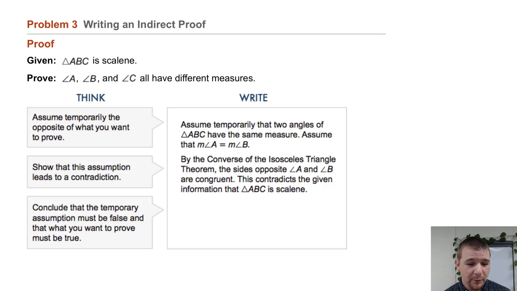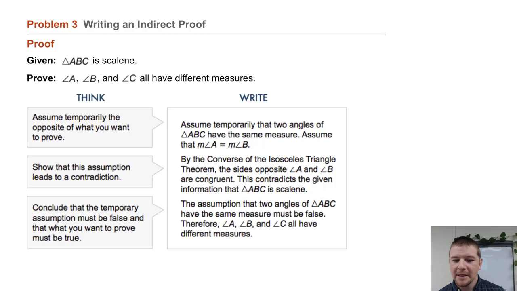Finally, our conclusion, we're going to conclude that the temporary assumption must be false, and therefore what we wanted to prove must be true. So we'll state the assumption that two angles of triangle ABC have the same measure must be false. Therefore, angle A, angle B, and angle C all have different measures.